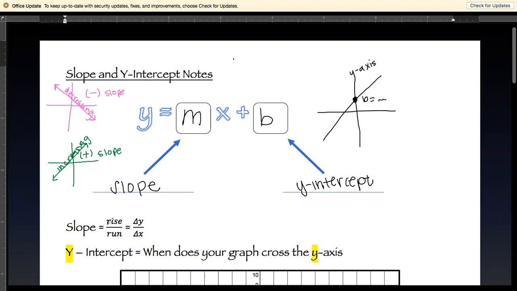So the question is, how do I find my slope? Well, it's rise over run. Rise is my change in Y over run, which is my change in X. The Y-intercept is where the graph crosses the Y-axis. So what we're going to do is look at 5 different graphs, figure out the slope and Y-intercept of all of them, okay? That's all we're doing.